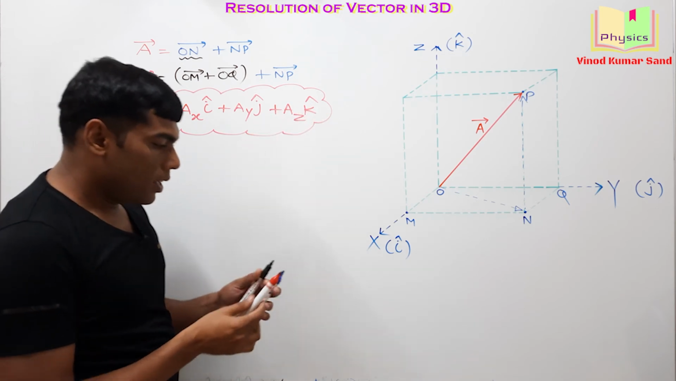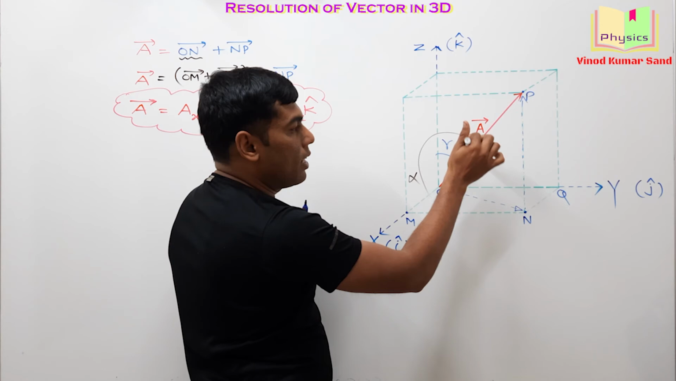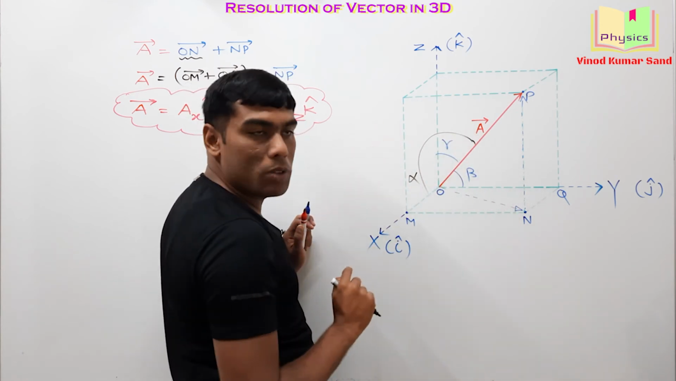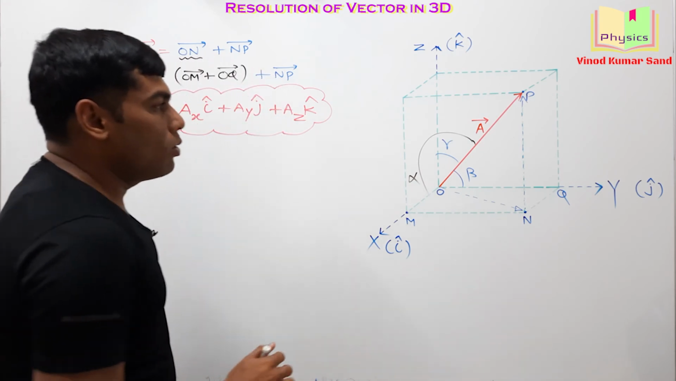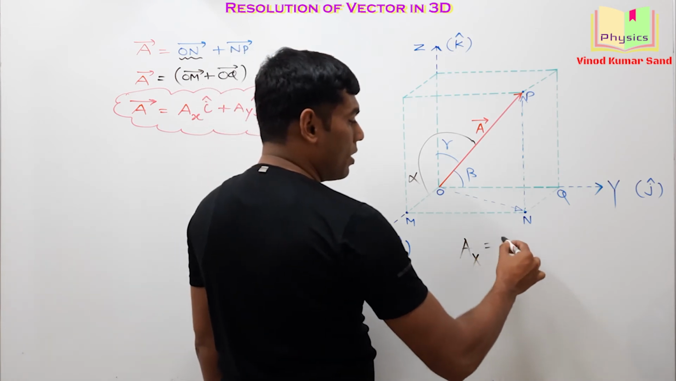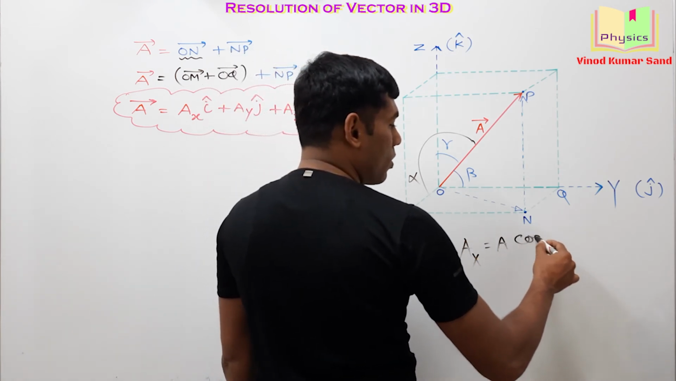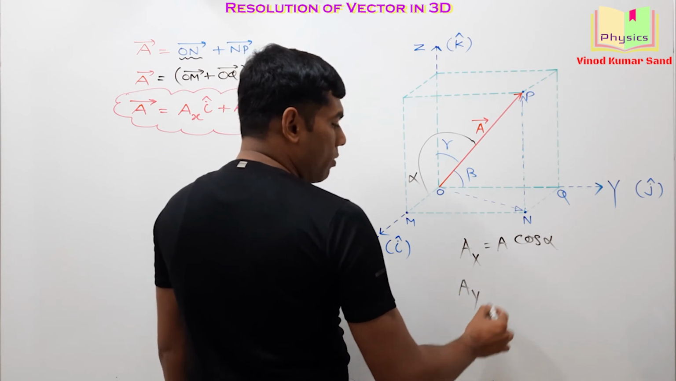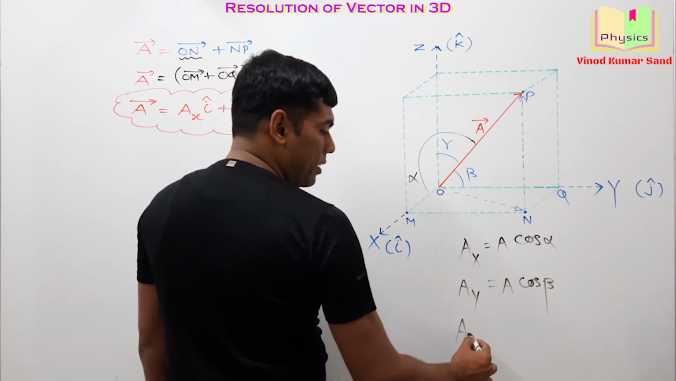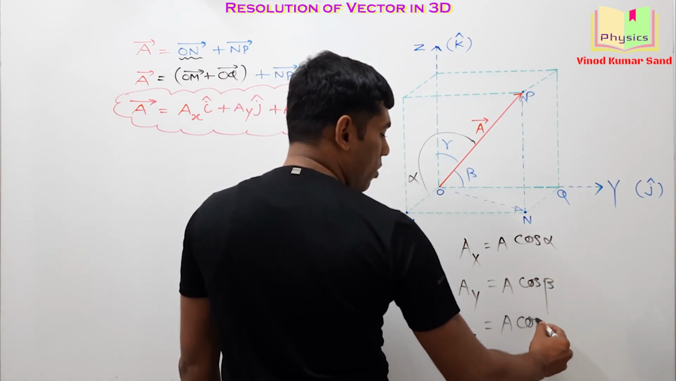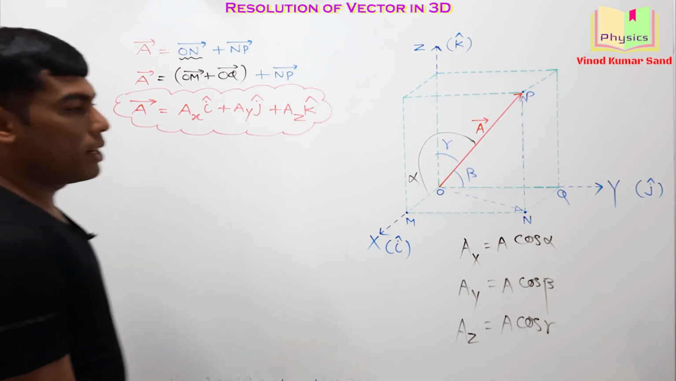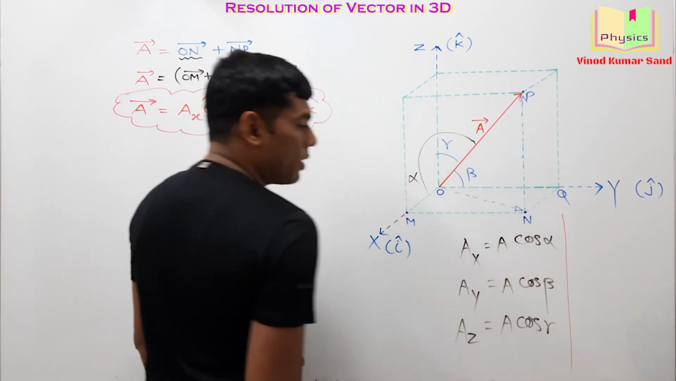Do you agree? This is the x component, this is the y component, and this is the z component of the vector. Now, A vector has some angle alpha with the x-axis, some angle beta with the y-axis, and some angle gamma with the z-axis. Then we know that from the 2D resolution that AX will be written as A cos alpha, AY will be written as A cos beta, and AZ will be written as A cos of gamma. Okay. From these values, we can deduce something pretty important.